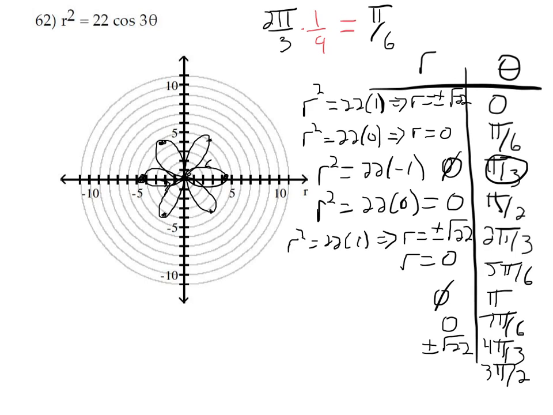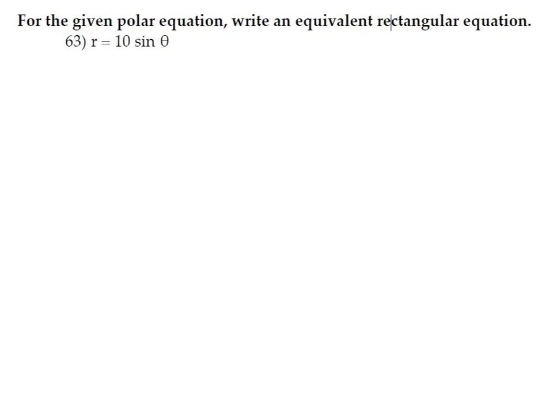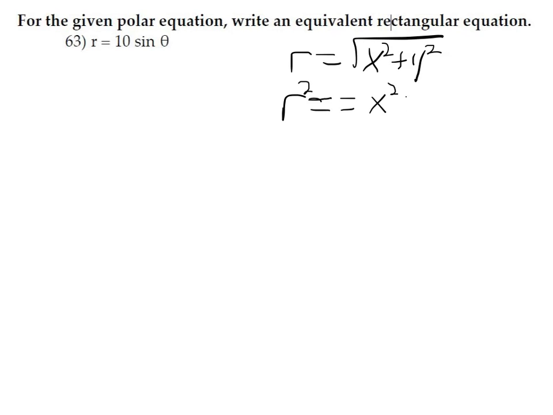Okay, moving on. For the given polar equation, write an equivalent rectangular equation. R equals 10 sine theta. Well, r equals the square root of x squared plus y squared. R squared is also very useful. That's x squared plus y squared. X equals r cosine theta. Y equals r sine theta.